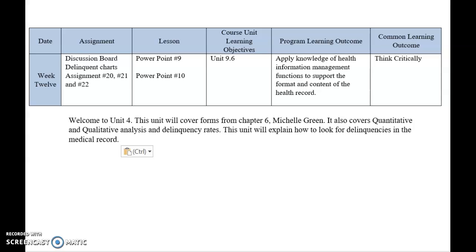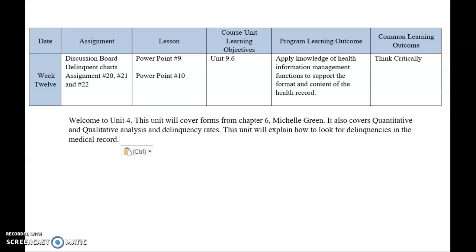Week 12. Welcome to Unit 4. This unit will cover forms from Chapter 6 in your textbook, which is by Michelle Green. It also covers quantitative and qualitative analysis and delinquency rates. This unit will explain how to look for delinquencies in the medical record.